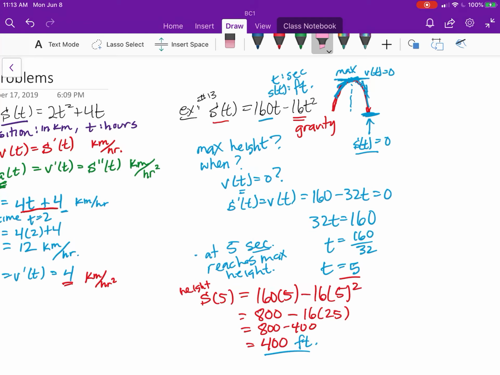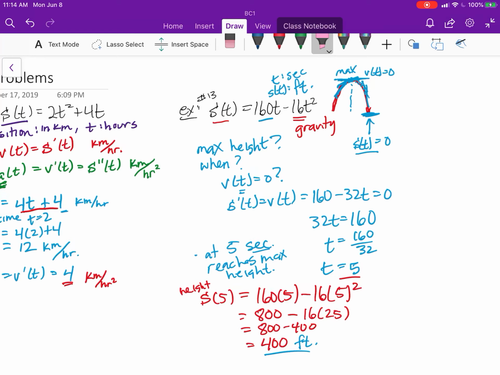So for the max height, picture something coming up, and as it starts to head down, that's when the velocity is 0, right? Like, at first it's going up and up and up, and then it is weightless for just a split second, right? And then it heads down, negative velocity. So to find the max height, we know the velocity is 0.